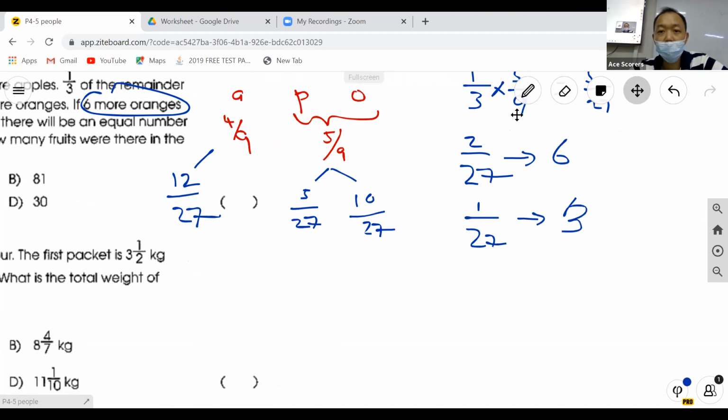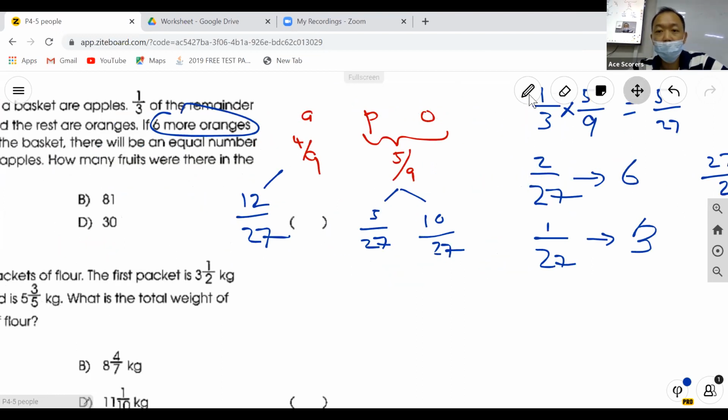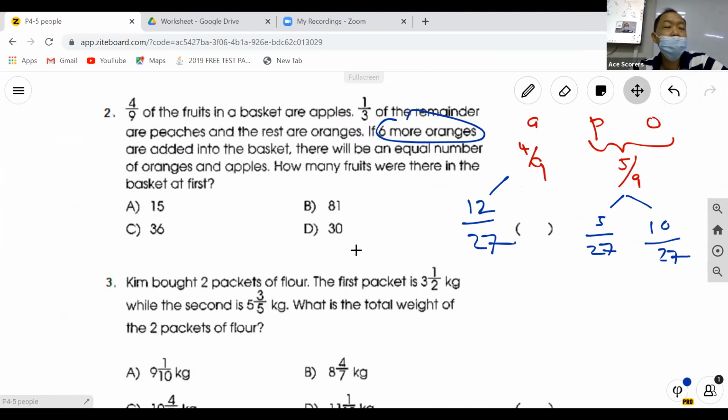And hence 27 over 27, just go times 27 times, okay? So 27 times 3 is equals to 81. Okay, so the answer is 81. B is the answer. Do you get B?